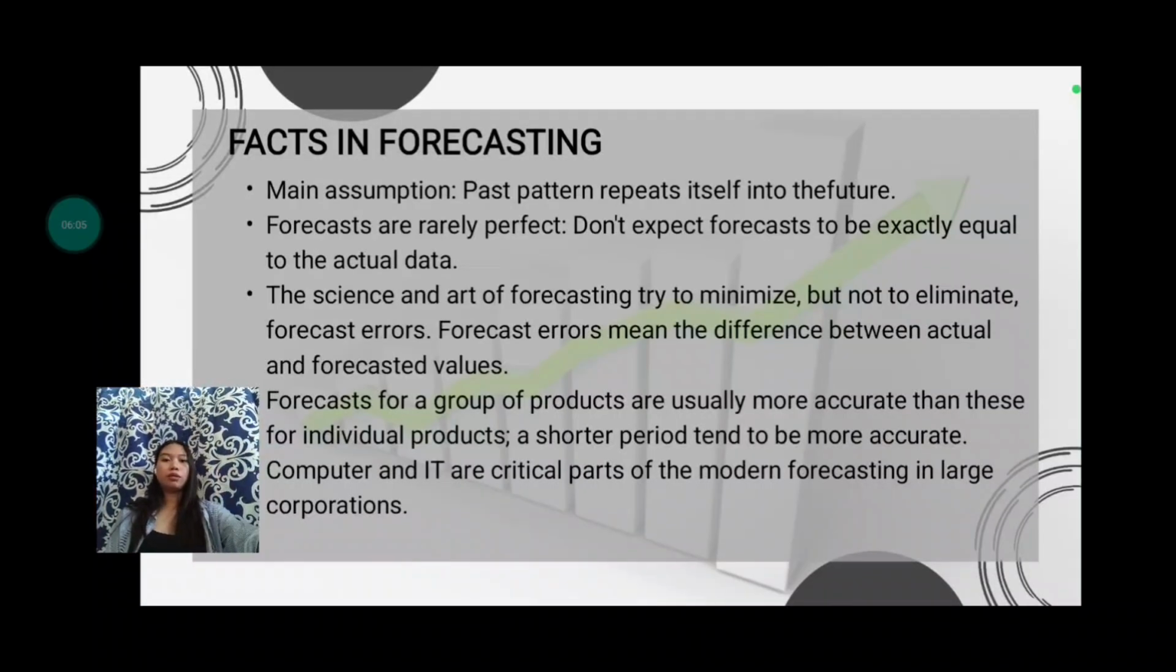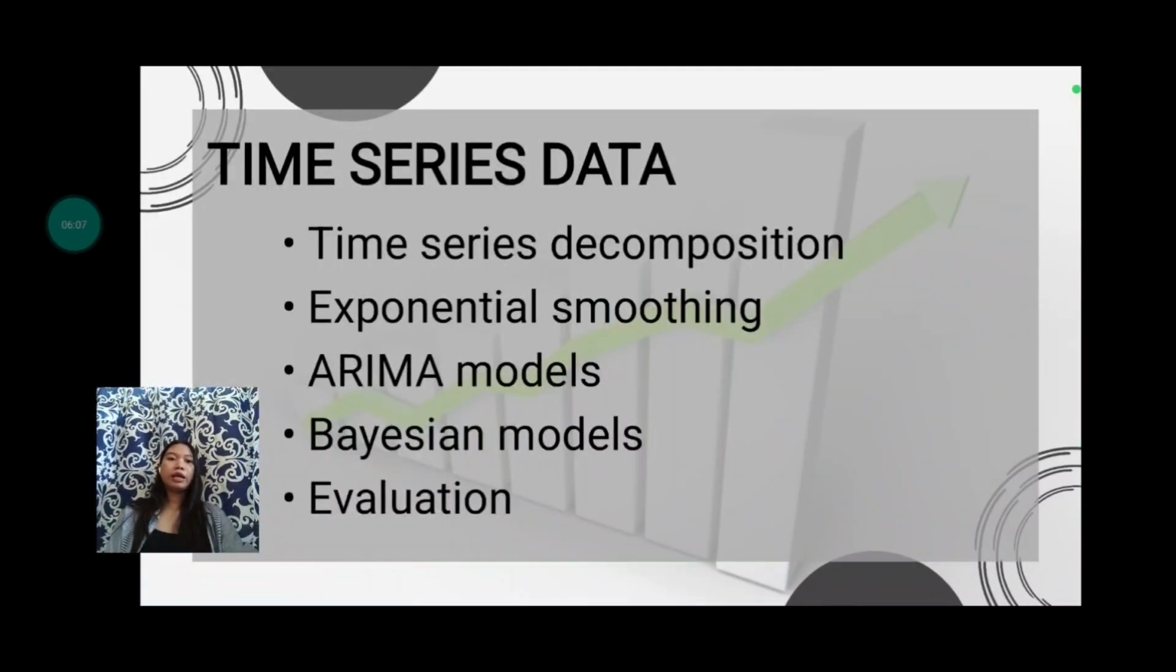large corporations. So for time series, we have 5 methods. First, time series decomposition. Second is exponential smoothing. Third one is ARIMA models. Fourth one is Bayesian models. Five is evaluation.